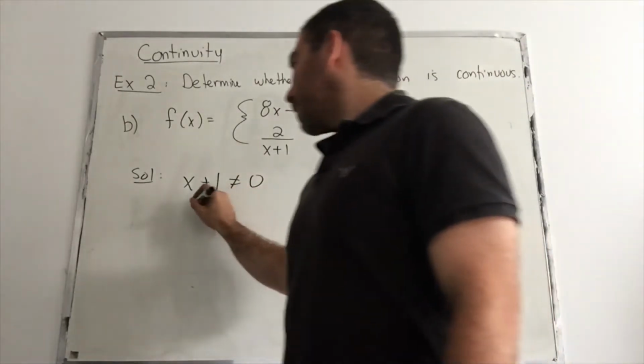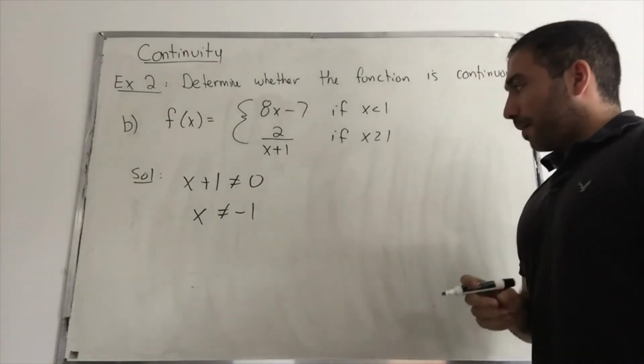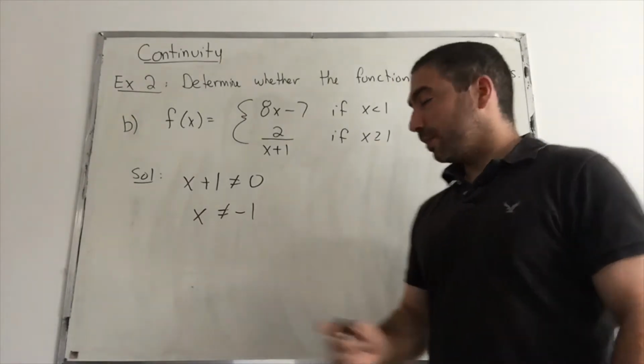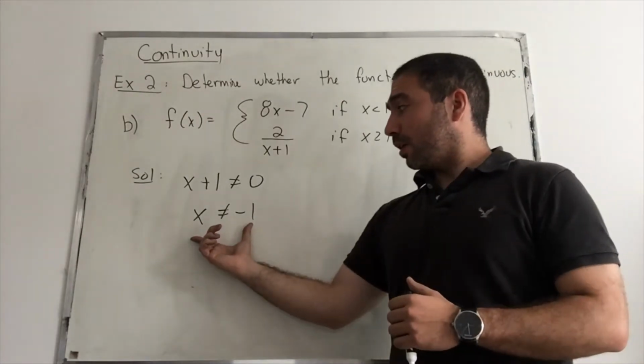Bringing the 1 over, we get x cannot be equal to negative 1, as we saw earlier. So in this case, do we have a discontinuity at x equals negative 1? If you're saying yes, that's wrong. Be very careful. Look at the difference.